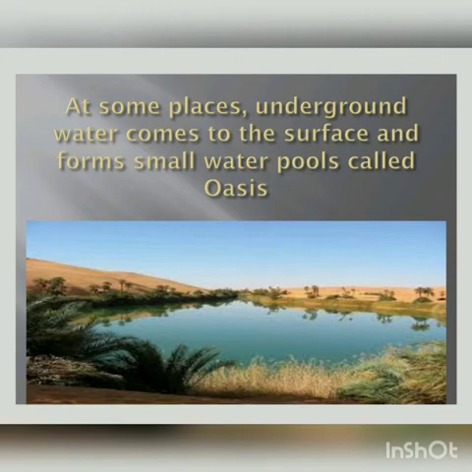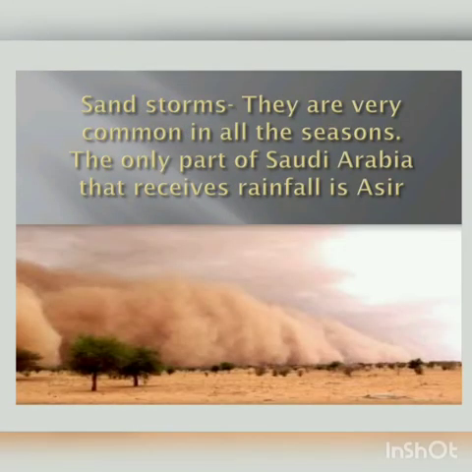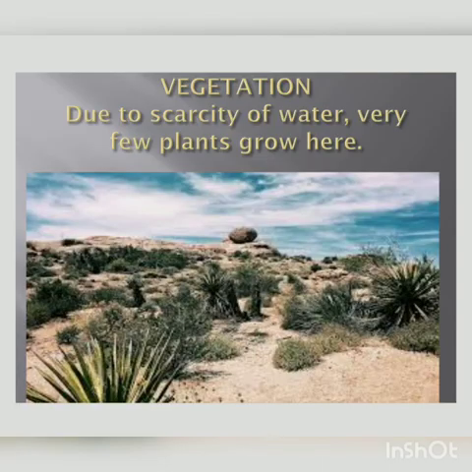At some places, underground water comes to the surface and forms small water pools called oases, and this is generally the green land in Saudi Arabia. Sandstorms are very common in all the seasons. The only part of Saudi Arabia that receives rainfall is Asir.